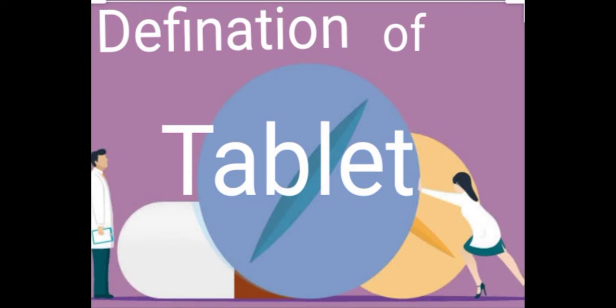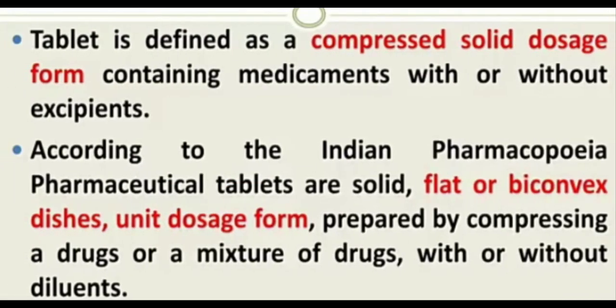Do you want to know the definition of a tablet? A tablet is defined as a compressed solid dosage form containing medicaments with or without excipients. Here, medicaments are used for pharmacological action, and excipients are those agents other than the API, meaning active pharmaceutical ingredients.